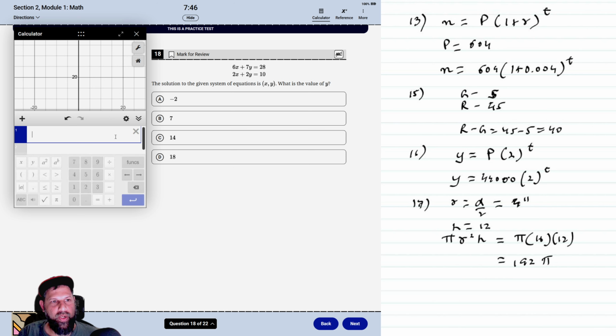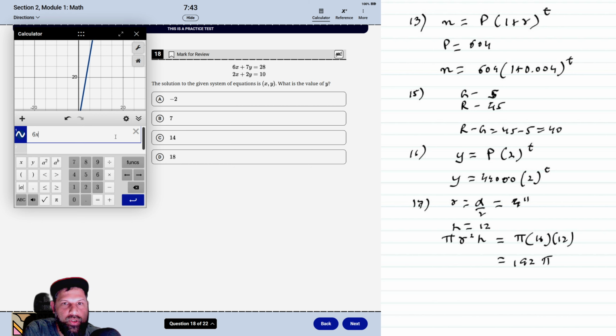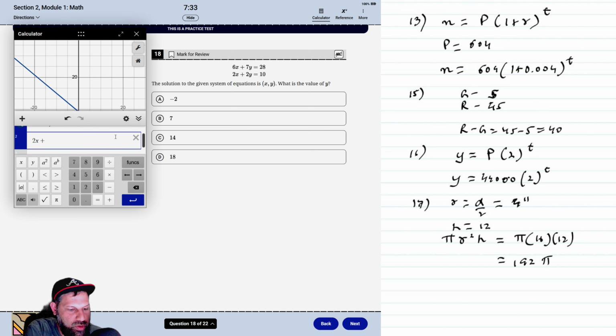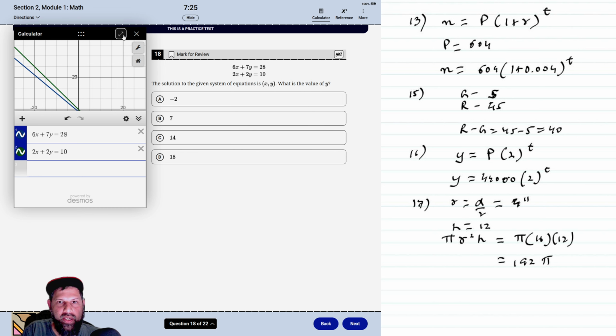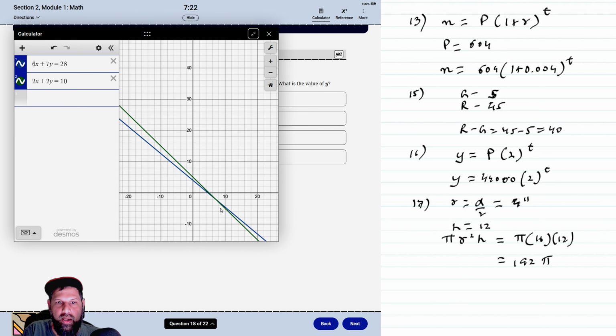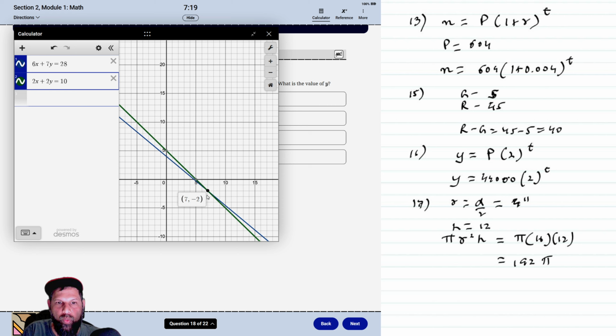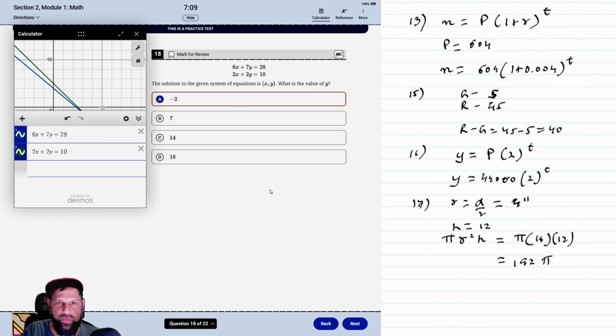Again, we're given a couple of equations. We'll go ahead and use Desmos to find the value of y. So 6x plus 7y equals 28, and then we'll have 2x plus 2y equals 10. Where these two lines meet is going to be the coordinate. We can snap directly to where these two lines meet. The coordinate where they meet is 7 comma negative 2, and we're supposed to find the value of y, so that's going to be negative 2.